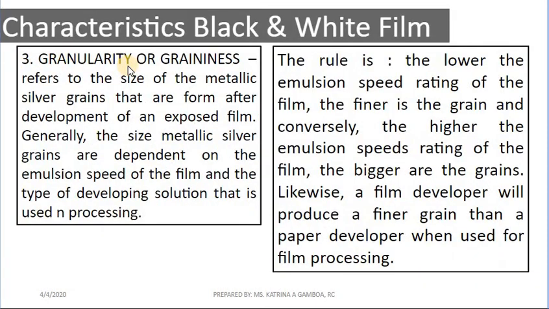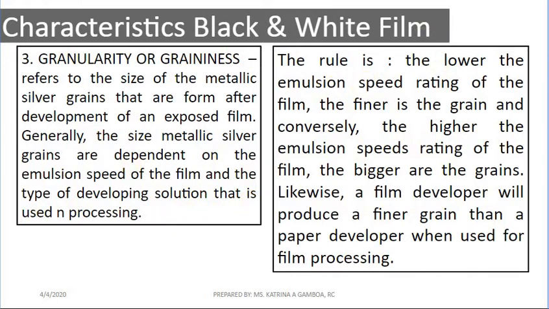And the last one, the last characteristic of black and white film is the granularity or graininess. So, ano po yung granularity or graininess? This refers to the size of the metallic silver grains. Mapino ba siya, ma'am? Malalaki ba yung silver grains niya? That are formed after development of an exposed film. So, generally, the size of metallic silver grains are dependent on the emulsion speed of the film and the type of developing solution that is used in processing.